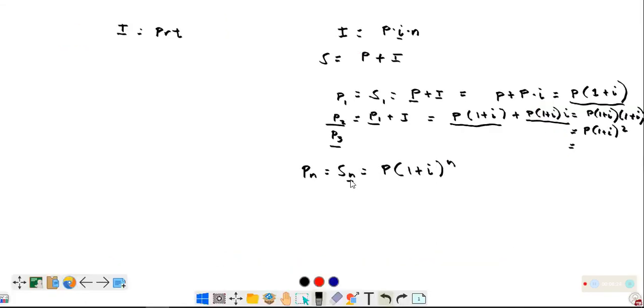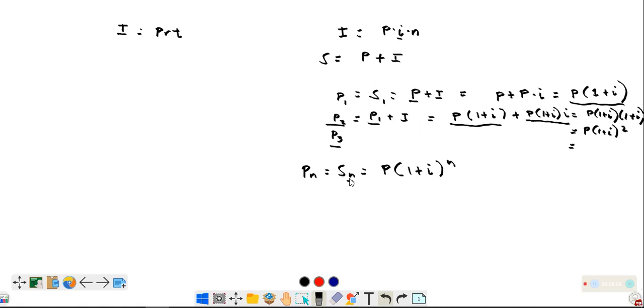Anong difference? Ba't ko nilagyan dito ng n? Kasi pwede nating i-alter at kunin yung value for every term. So, this is optional if the problem will only ask you to get the total accumulated amount at the end of one term lang. Isang particular na term lang.